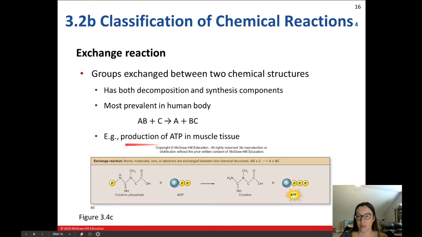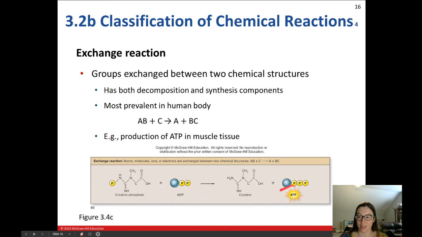An example of this would be a fast way to regenerate ATP in muscle tissue. When we get to chapter 10, we're going to revisit this reaction. In this reaction, we have a creatine phosphate, right? And it's got this little phosphate group on the end. And then we have an ADP, adenine diphosphate, right? Adenine diphosphate is not as useful as ATP though. So what we really want to do is get that ATP back, right?